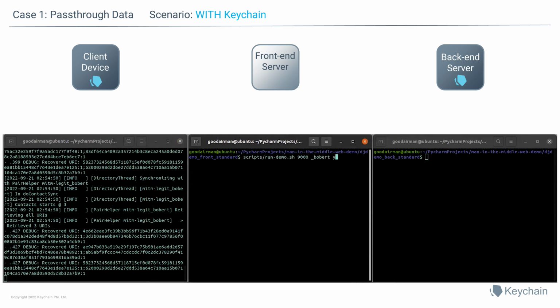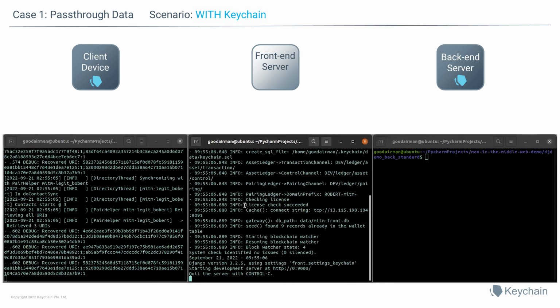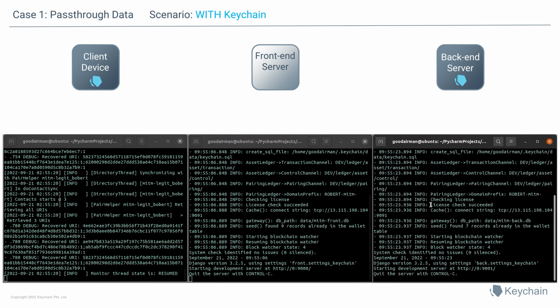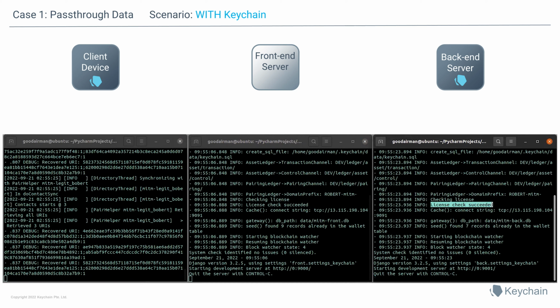We started with port number 9000 for the front-end server, and the additional parameter of Y indicating that we're starting with keychain. And there's a keychain license check, which shows that we're running with keychain enabled. Same for this server. Again, this one runs on 9001, again with the extra parameter Y to indicate we're running with keychain. And there's a keychain license check again, showing that we are indeed running with keychain.